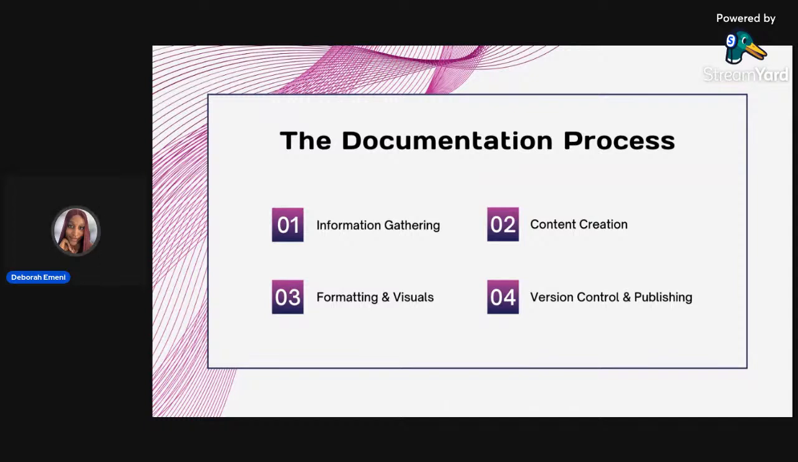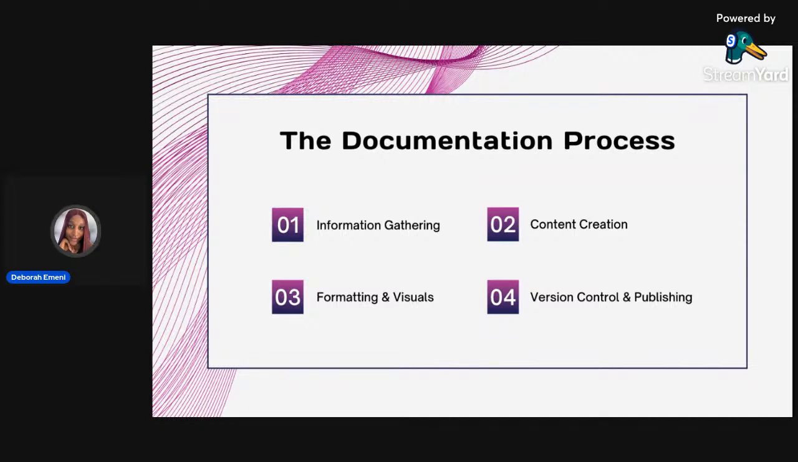Then the third stage is formatting and visuals. In this stage you focus on making the document visually appealing and easy to navigate. Now you have your content, you have your type of document, but you want to enhance it and make it more appealing, and also easier for users, or for developers, to navigate through, for instance, the API documentation. So formatting elements like headings, bullet points, like I mentioned earlier, and tables can be used to organize the content. Then visuals like screenshots, diagrams, and illustrations can also be incorporated to enhance the user's understanding.